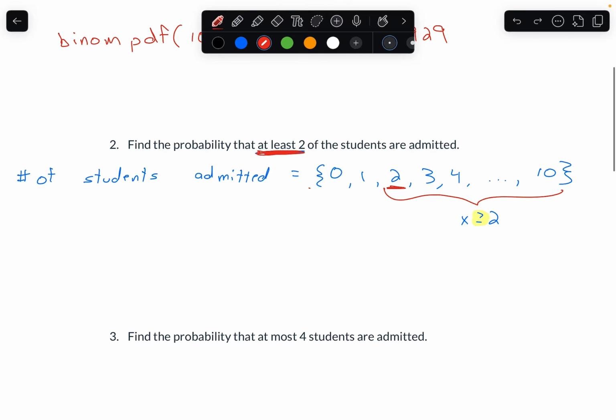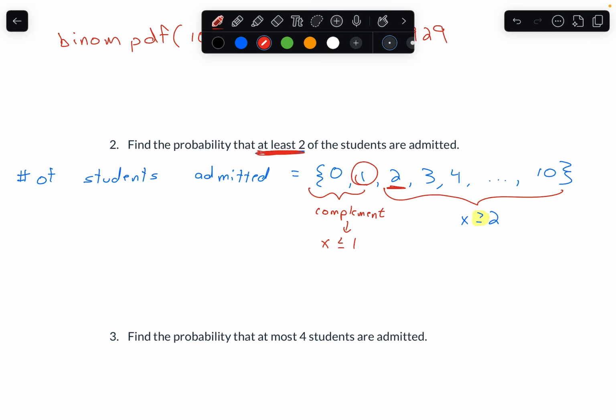We could say, okay, 0 or 1, this is the complement of what we want. So, okay, we know how to deal with that. And these values are less than or equal to, and I'm going to pick the largest number that I have right here, is 1. These numbers are all less than or equal to 1. 0 and 1 are both less than or equal to 1.